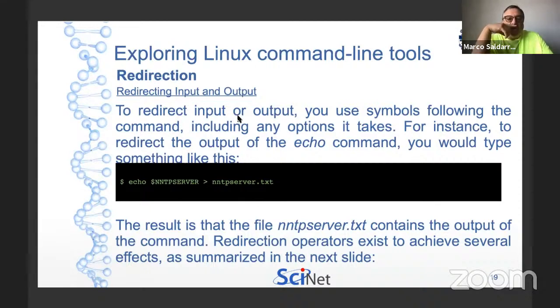In this example, the file name is nntpserver.txt. So the result is that the file nntpserver.txt contains the output of the command. So the redirection operators exist to achieve several effects. We are going to see them in the next slide.